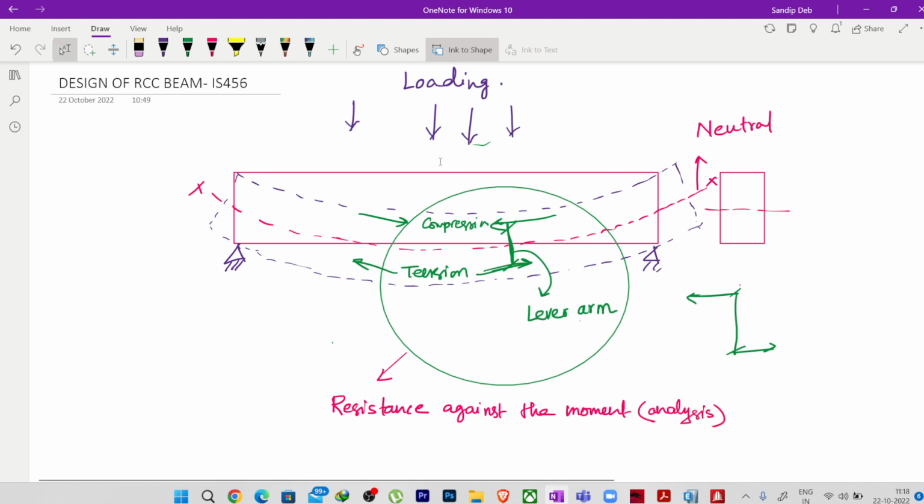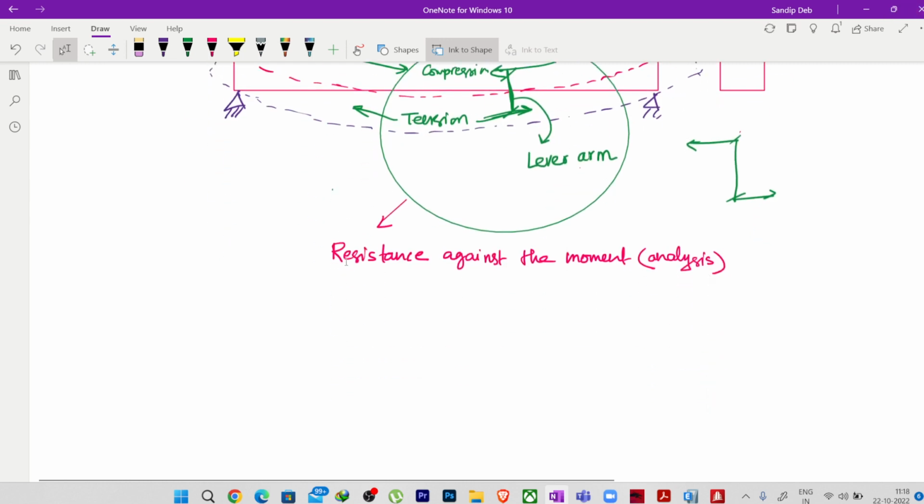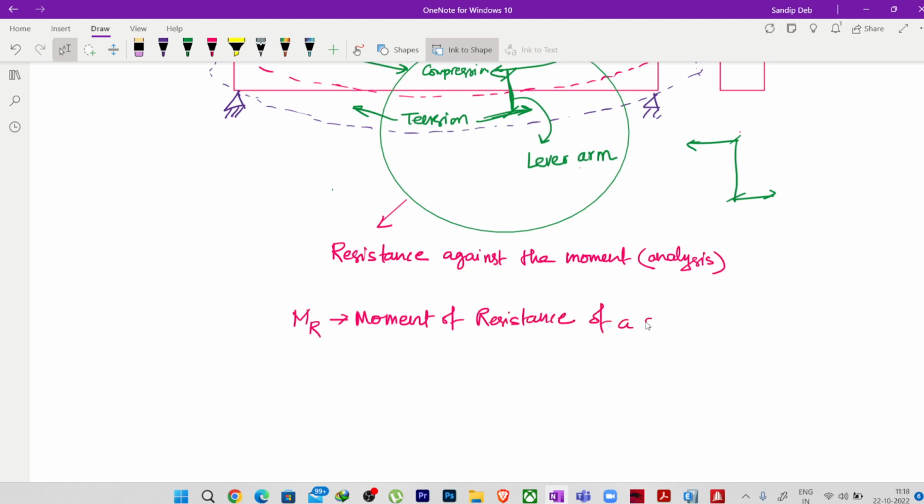This resistance against the analysis moment is what we call MR, or moment of resistance of a section or beam. And then we have the analysis moment, which is my MU. Why U? Because it is the analysis moment due to the ultimate forces, or ultimate load. Ultimate load means we consider the partial safety factors for the loads, and then we go for the design. That's why this is called MU.